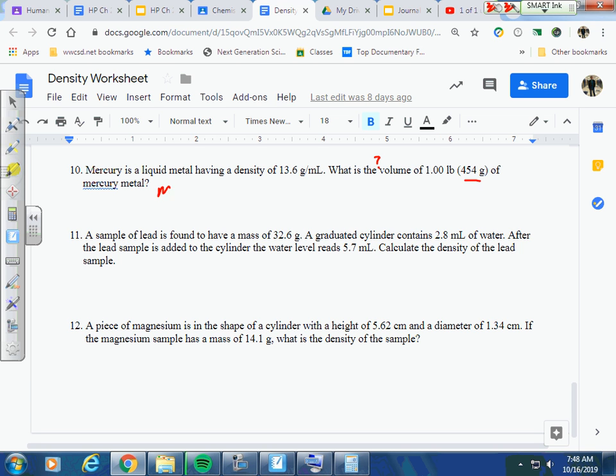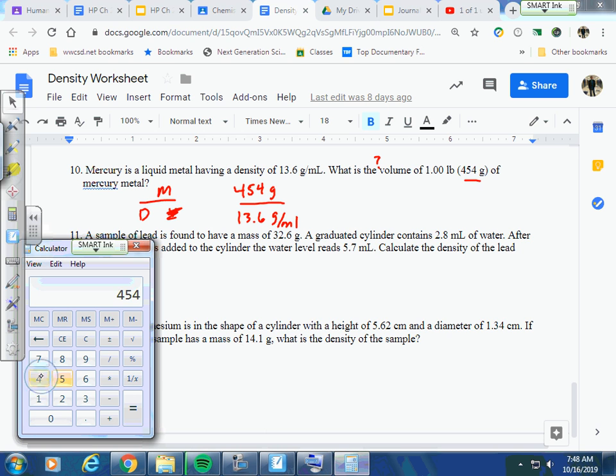All right, so there's my pyramid. Finding volume, so mass over density. The mass is 454 grams. It is important what you put on top and what you put on bottom, by the way. You get totally different answers. Grams per milliliter, so I'm going to get an answer that's in milliliters. So I get 454 divided by 13.6. And I'm going to get 33.4. And the units are mLs.